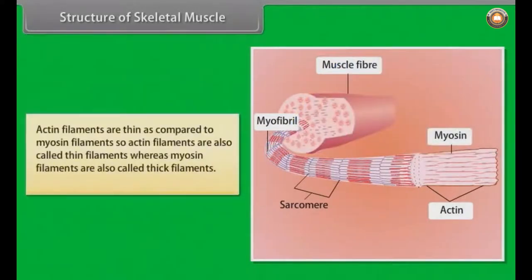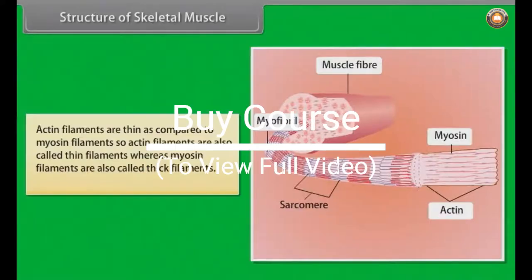Actin filaments are thin as compared to myosin filaments, so actin filaments are also called thin filaments, whereas myosin filaments are also called thick filaments.